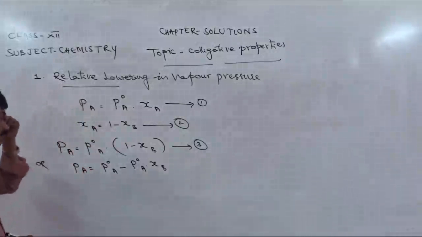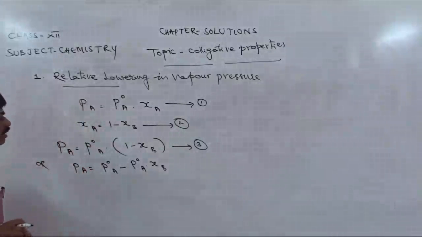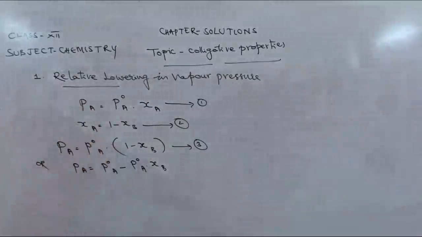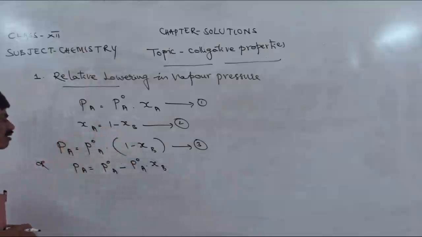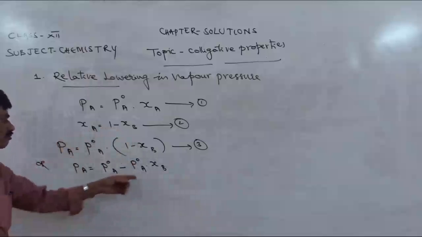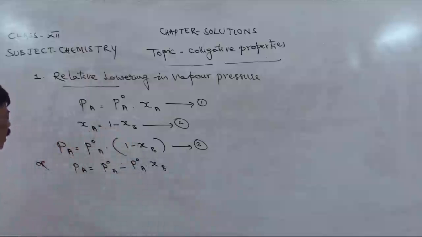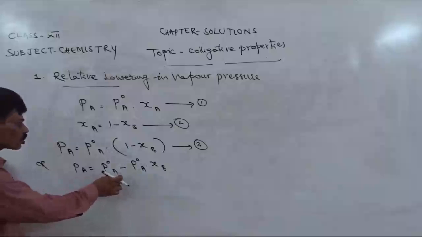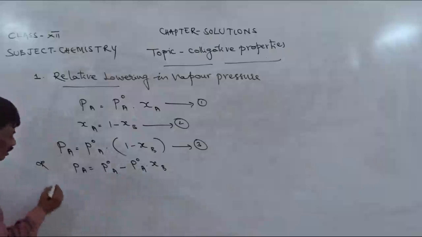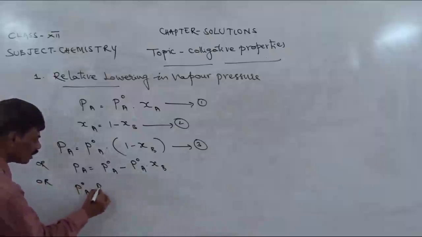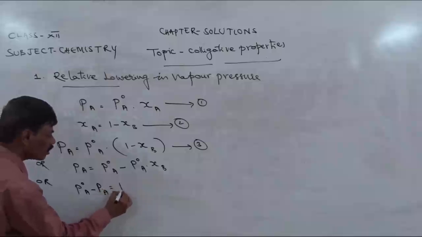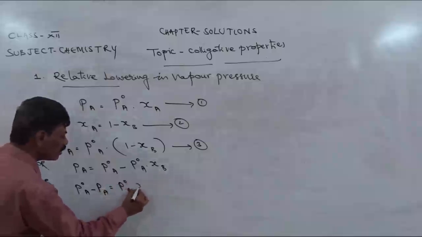But here we multiply 1 with P naught A, and in place of P1, P naught A has come, and we multiply P naught A with chi B. So the product of P naught A and chi B we got on the other side. Okay. Now in this equation, when P naught A is taken towards the left hand side, then we get P naught A minus PA is equal to P naught A into chi B.